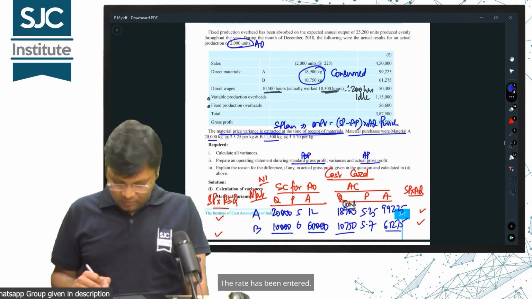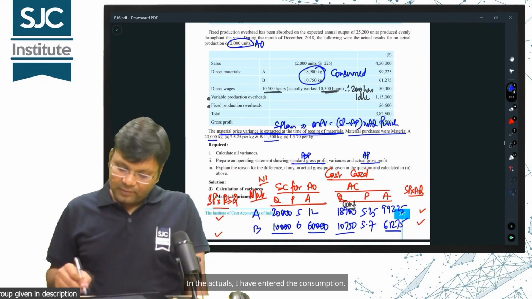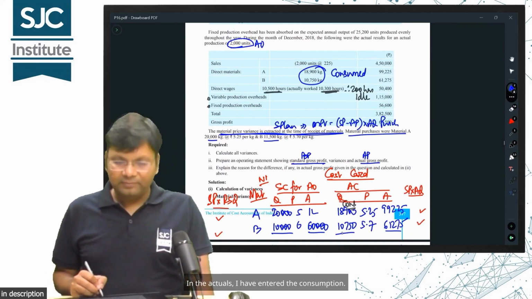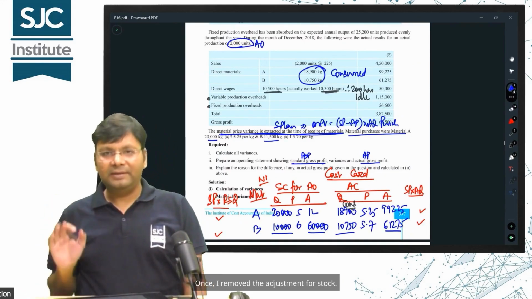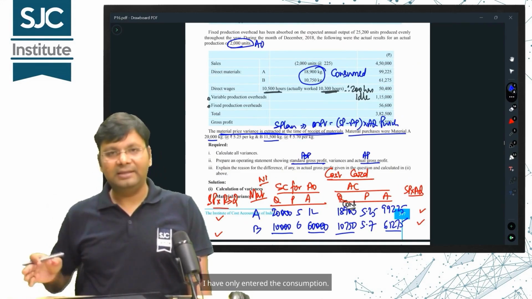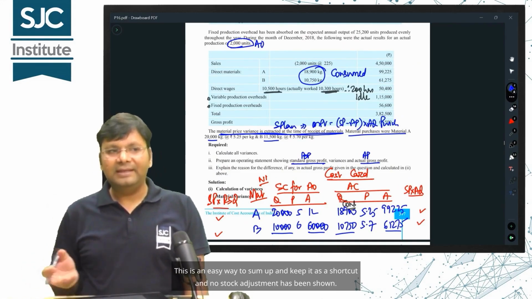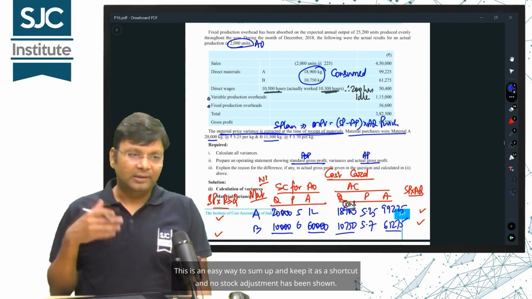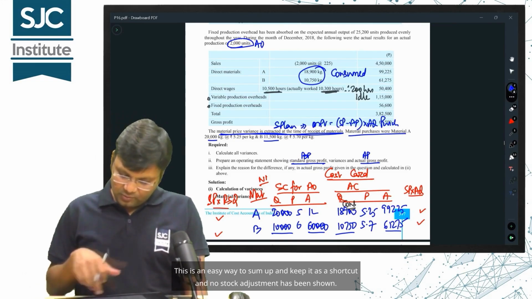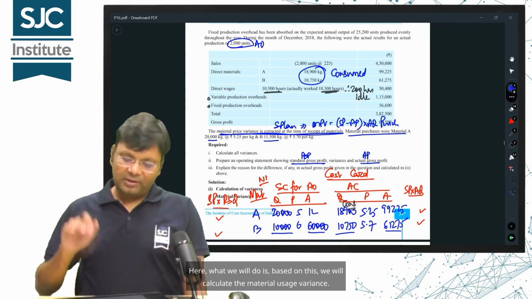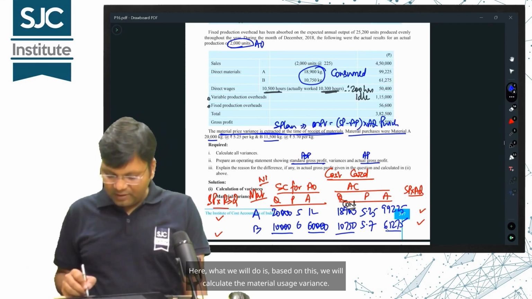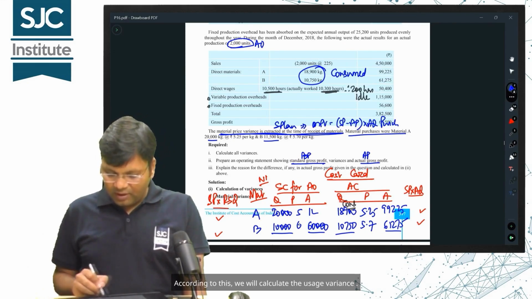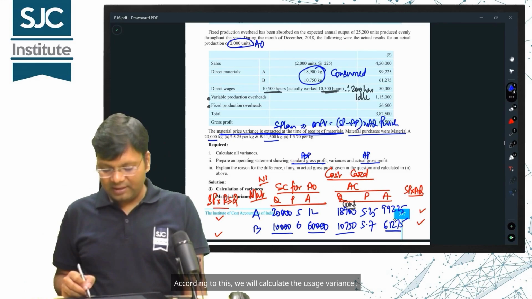The rate has been entered. The actual amount has come. In the actuals, I have entered the consumption. I removed the adjustment for stock and have only entered the consumption. This is an easy way to sum up and keep it as a shortcut, and no stock adjustment has been shown. Here, based on this, we will calculate the material usage variance.